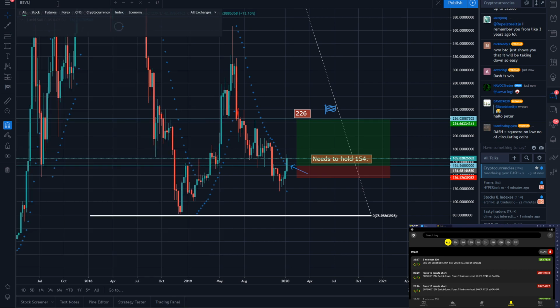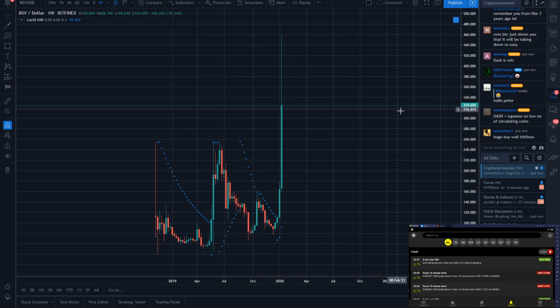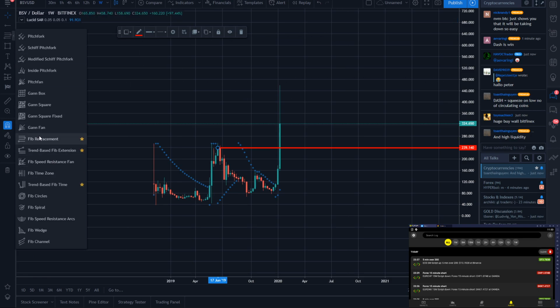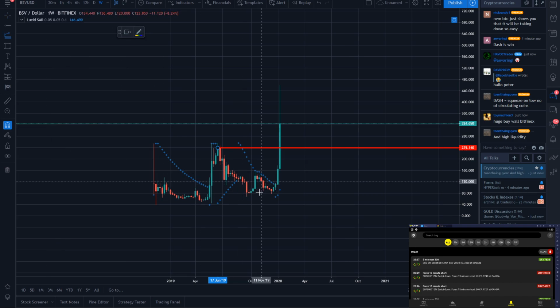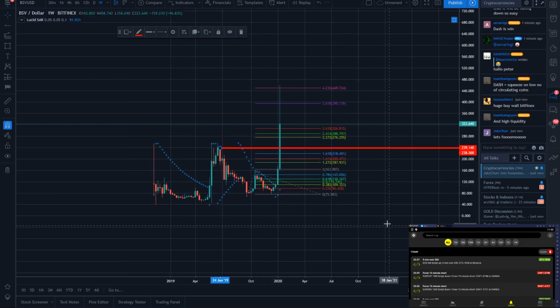BCV USD, and look at this shitcoin. But shitcoins pump more than Bitcoin. So clear break of this high, and if you ask me, let's see where, let's use the trend based. So if this is a third wave, yeah, it's a third wave. So if you ask me, this is a probable buy zone for BSV.